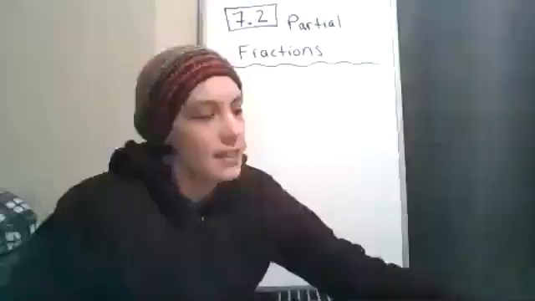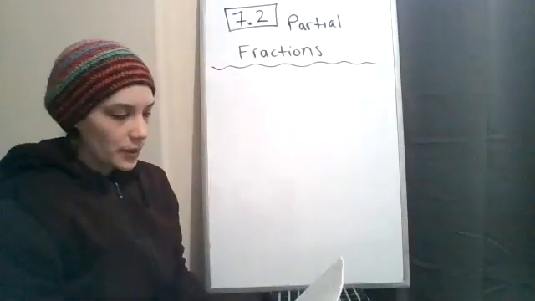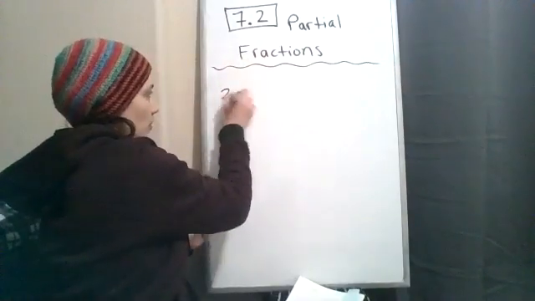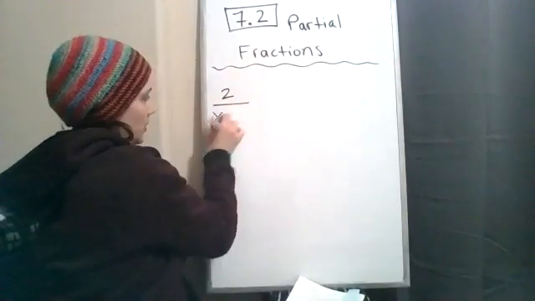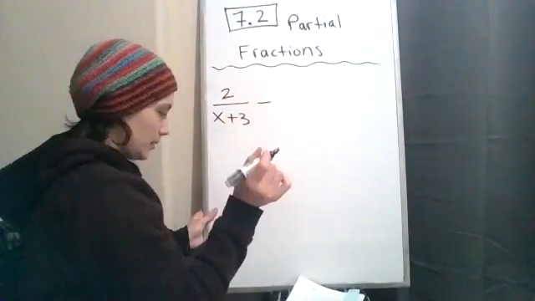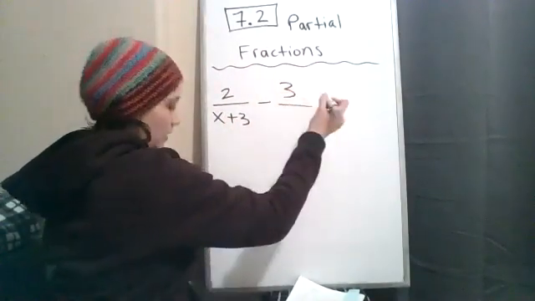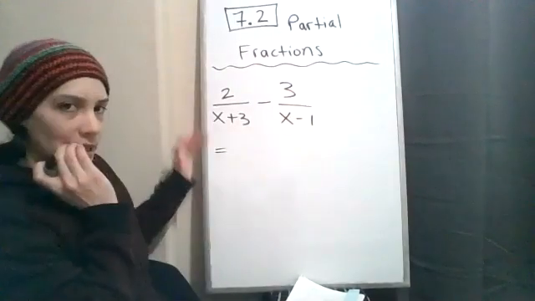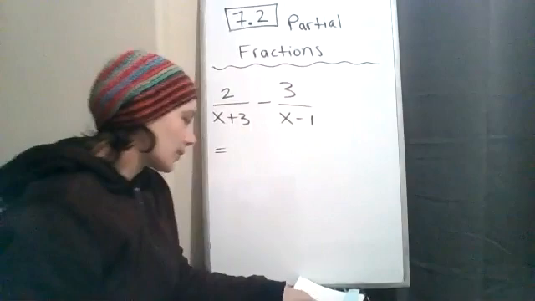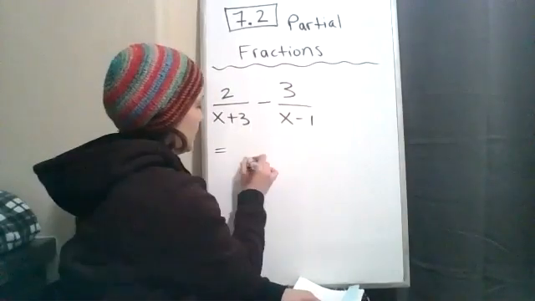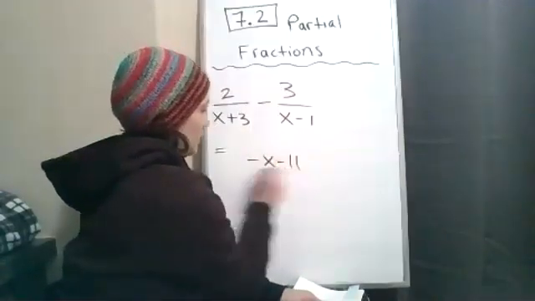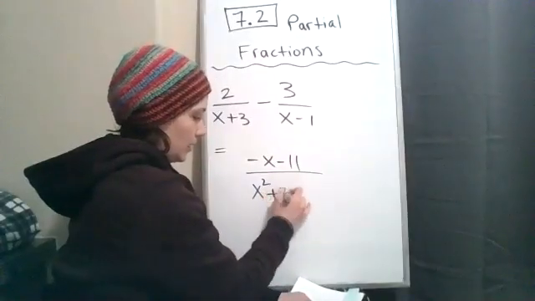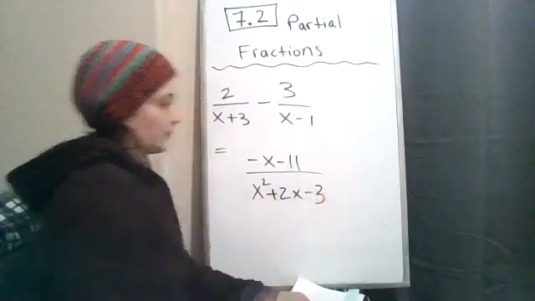So we did this part. I'm going to skip the scratch work. We had 2 over x plus 3 minus 3 over x minus 1 equal to negative x minus 11 over x squared, add 2x, subtract 3.